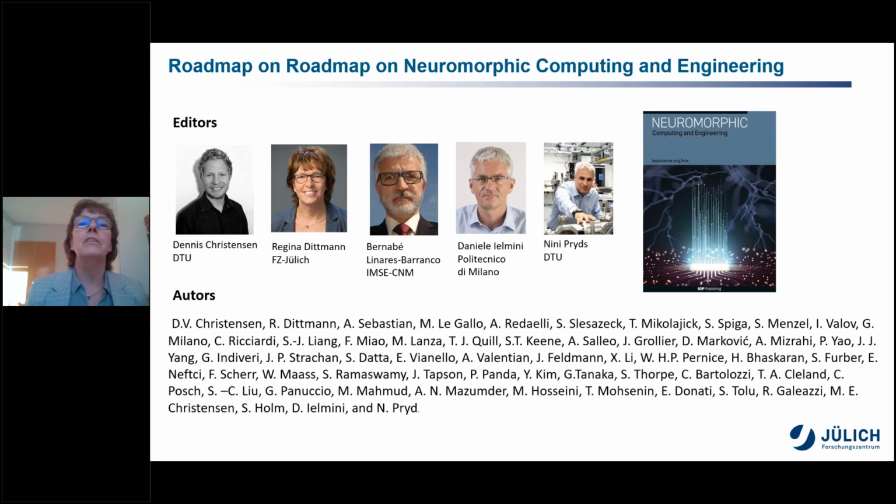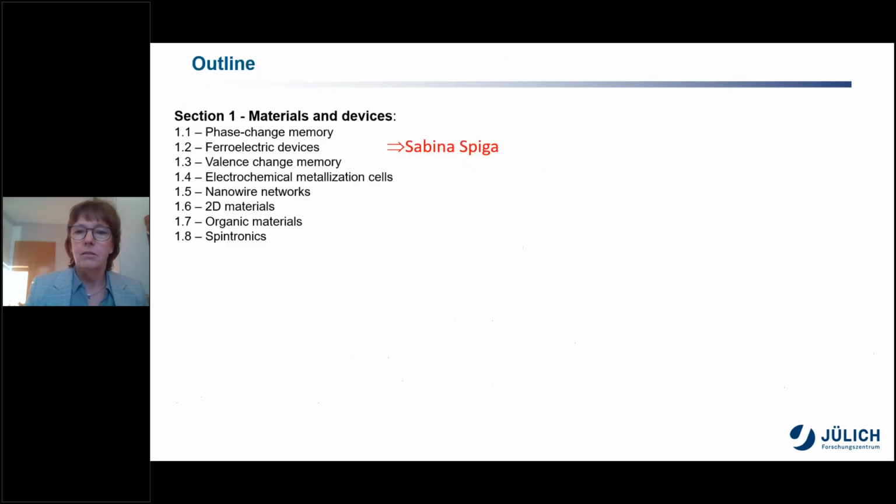The aim of this roadmap is to present a snapshot of the present state of neuromorphic technology and provide an opinion on the challenges and opportunities in these different major areas. The first area, which is one section of the roadmap, is about materials and devices. An overview will be presented afterwards by Sabina Spiga.